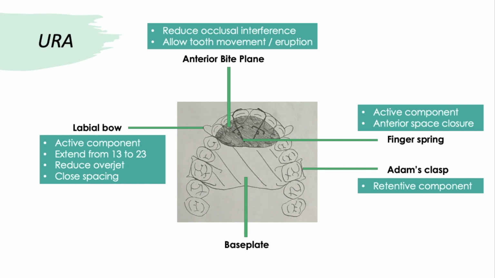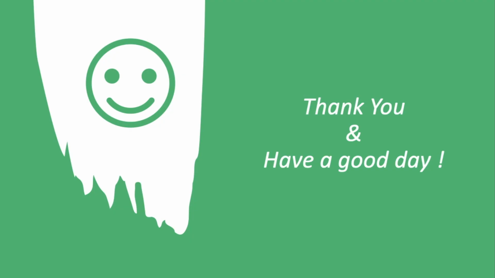Then the anterior bite plane is used to reduce the occlusal interference to allow tooth movement, or for the posterior to allow the eruption of the posterior teeth. The Adam clasp is a retentive component in this case, and you have the base plate. Okay, that's all. Thank you.